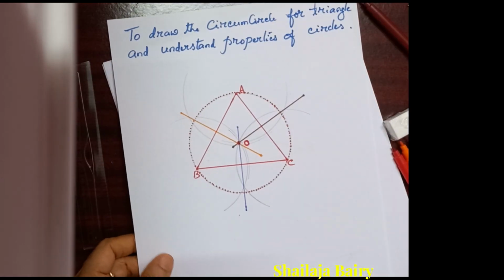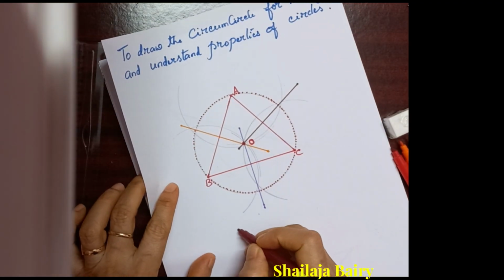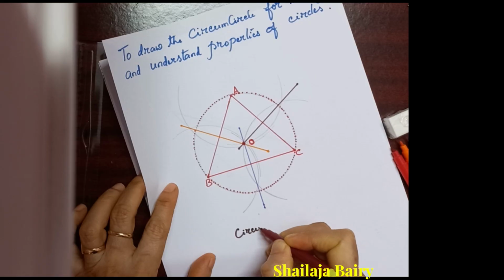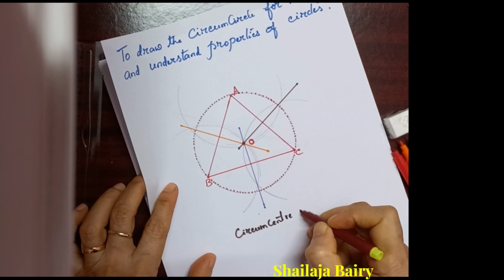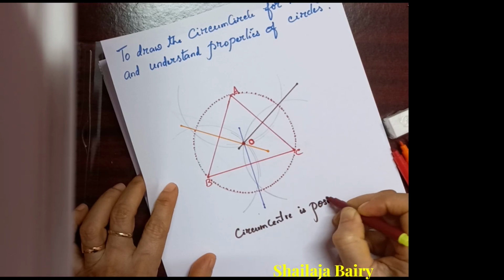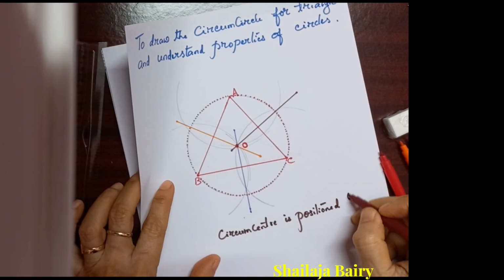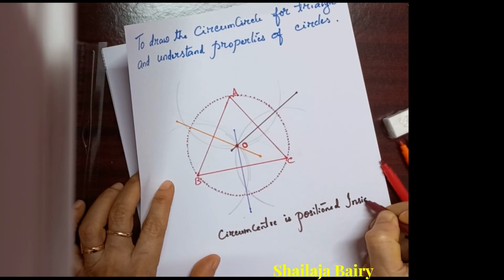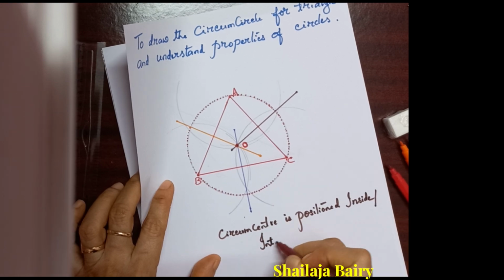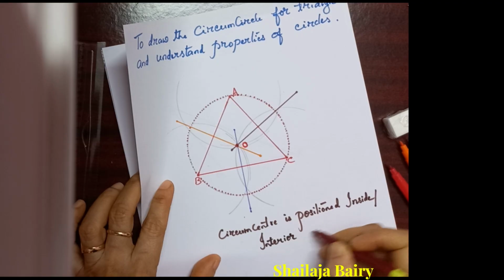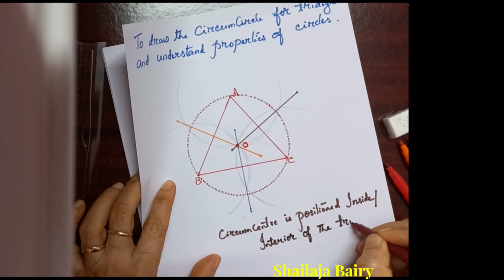So being an acute angled triangle, the circumcenter is positioned inside, or in the interior of the triangle.